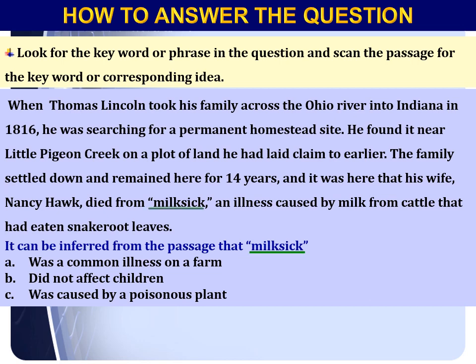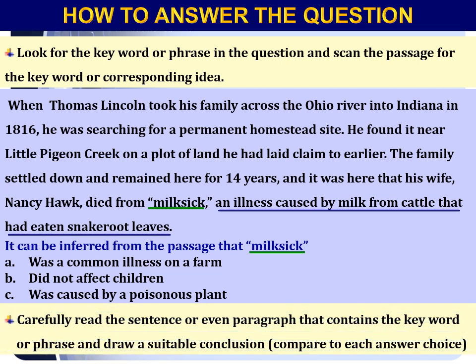You can see this is milk sick in the paragraph. And what is milk sick? It's an illness caused by milk from cattle that had eaten snake root leaves. So it doesn't say exactly, but you can guess from this that milk sick is caused by milk from the cattle, and those cattle ate the snake root leaves. So you can infer that milk sick was caused by a poisonous plant.